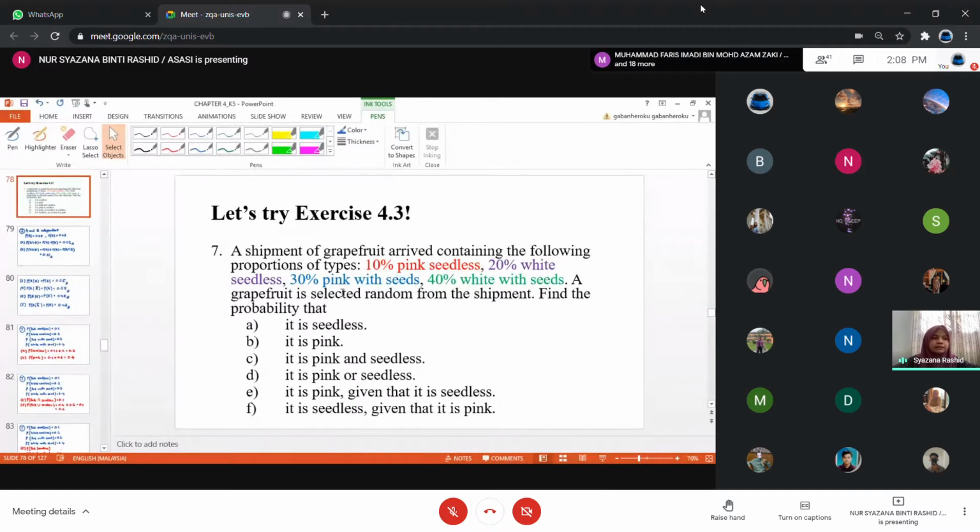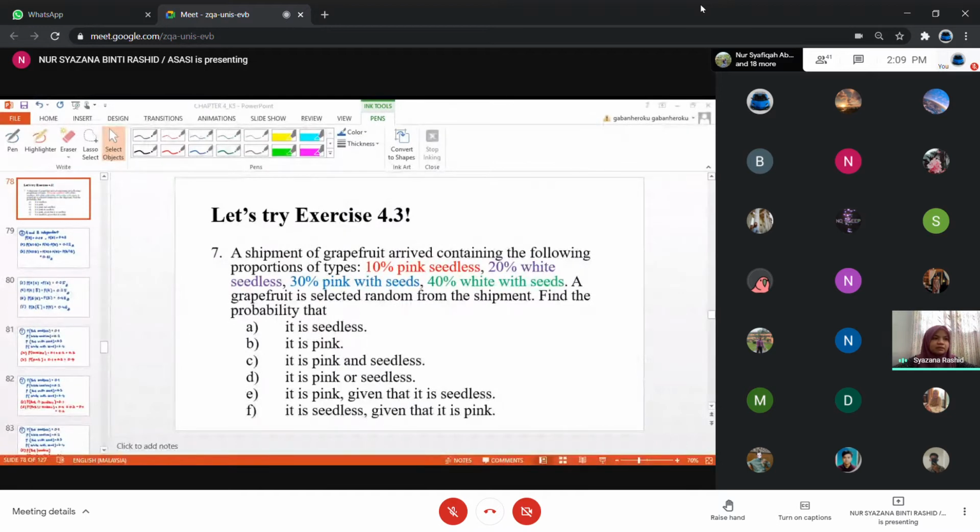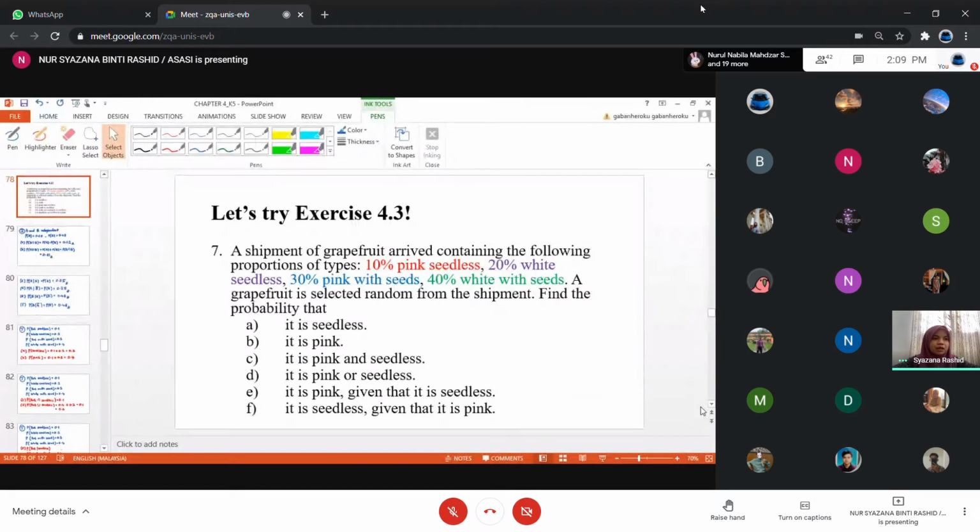A grapefruit is selected at random from the shipment. Find the probability that... So we need to find all these probabilities. For A and B, each is just a single probability: the probability of the grapefruit being seedless, and the grapefruit being pink. Then C, D, E, F are compound. C is intersection, D is union, and E and F are conditional. How do I know it is conditional? Because of the term given. When there is the word given, that means it is a conditional event. Now I will show you the solutions one by one.